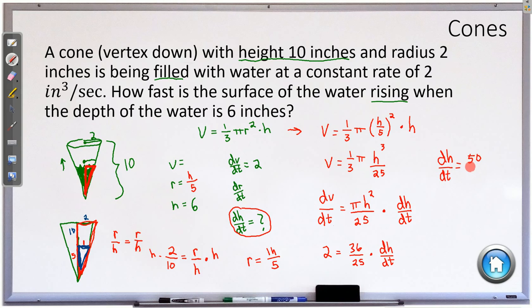Wait, where'd my pi go? Sorry about that. The pi is on top. Don't forget the fact that there is a pi there. So we'll have 50 over 25 over 36. So we're multiplying by 25. That gives me the 50. Divide by 36 pi.